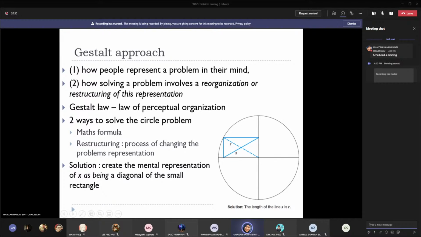So this is how a representation of this problem can be changed and will help you to solve mostly a well-defined problem using this Gestalt approach. But having to say that, not all problems can be solved using this approach. You know, it takes these two principles, at least the reorganization bit.